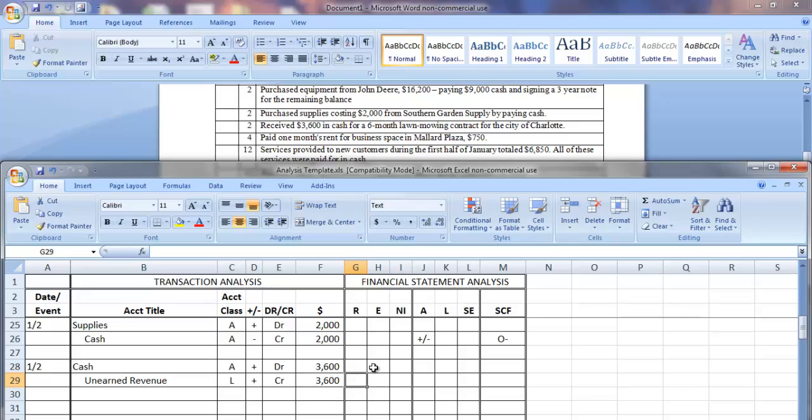Once again, no revenue or expense accounts were involved, so we have no effect to our income statement. Assets have increased. Liabilities have increased by the same amount, so our balance sheet is still in balance. And from a cash flow perspective, we are in the business of mowing lawns, providing landscaping services. So this is considered an operating activity, and it's an inflow. Okay, we received cash.